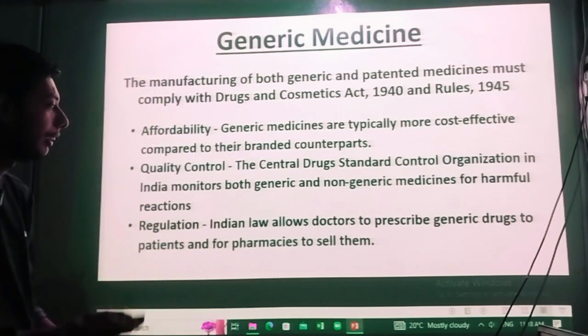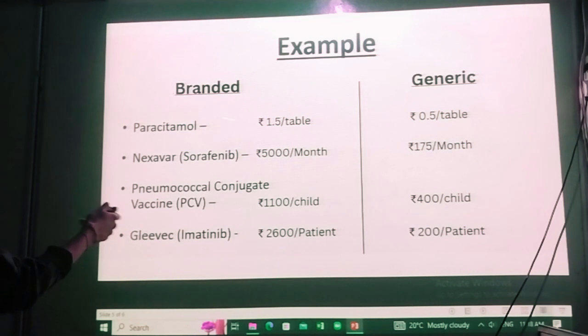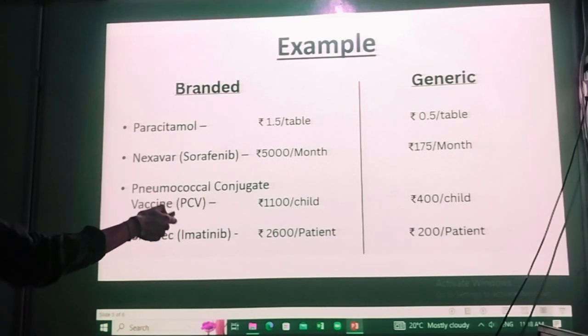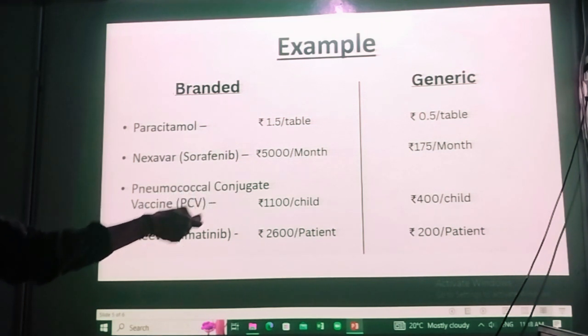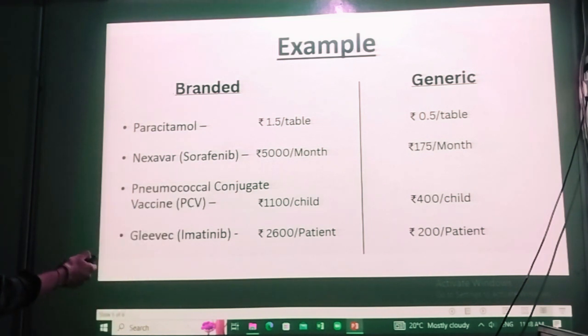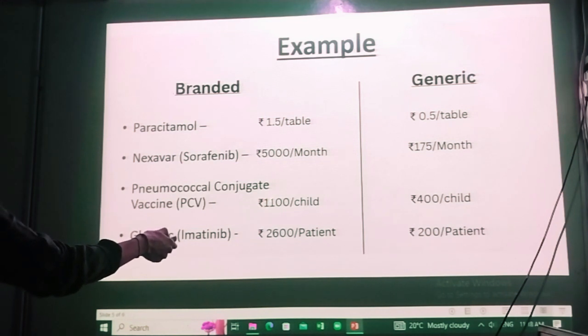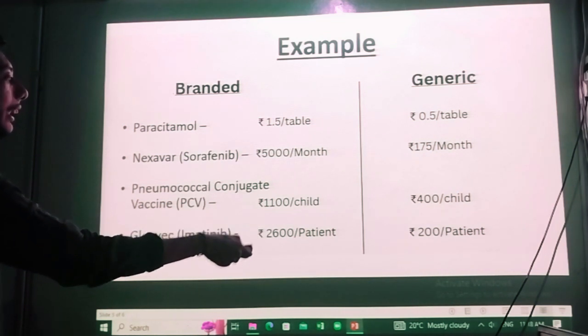Now, for example, if we see branded medicine like paracetamol, it is 1.5 rupees per tablet and their generic version is 0.5 rupees. So there is 3 times less cost. If we see here, this vaccine costs 1,100 rupees per child, but the generic version costs only 400.